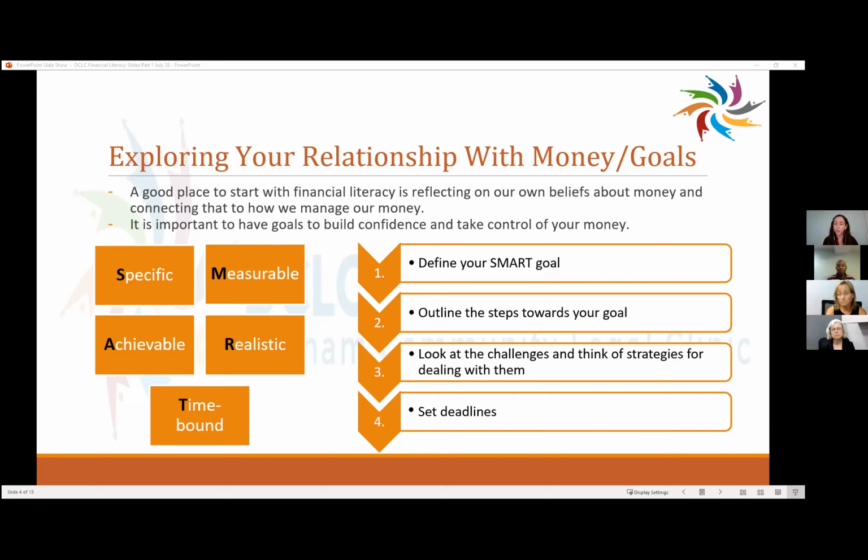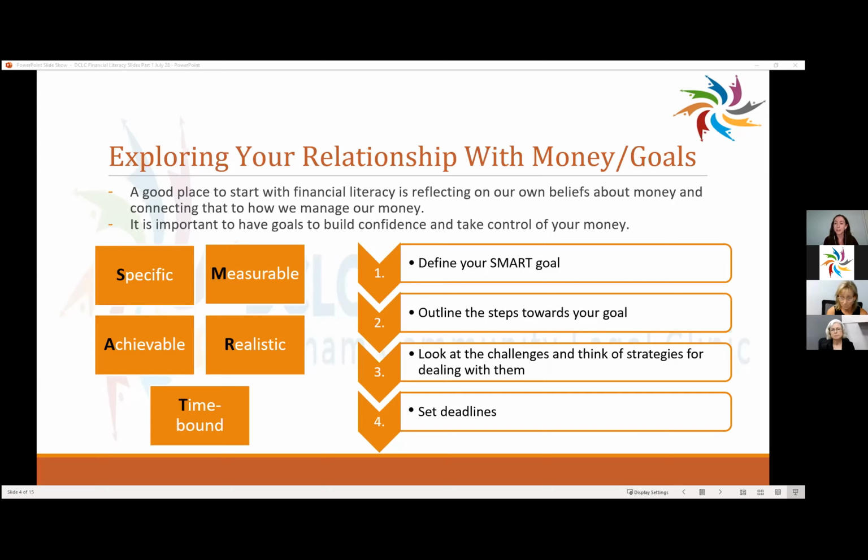Next is achievable, which means something that is within your power to achieve, something that you know you can achieve eventually. And then the next, which is related, is that it's realistic, making sure that it isn't unrealistic for you and for your situation, because that can end up being really frustrating. And then lastly, that it's time bound. So setting an actual deadline. Maybe you have some shorter term goals, maybe you have some longer term goals, but having a deadline set will be really helpful for you.